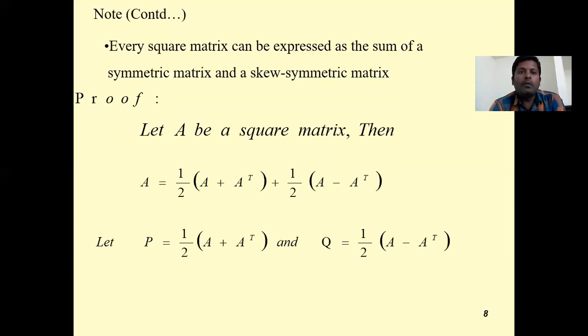Once again, you observe, every square matrix can be expressed as the sum of a symmetric matrix and a skew symmetric matrix.